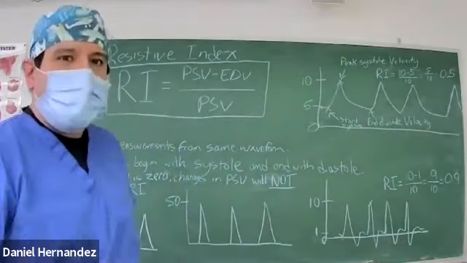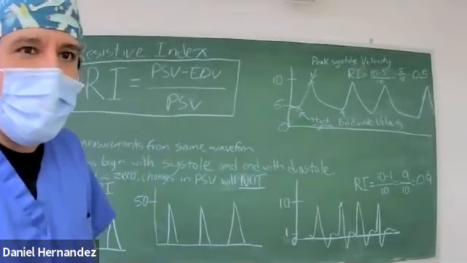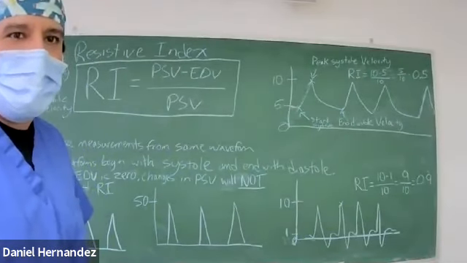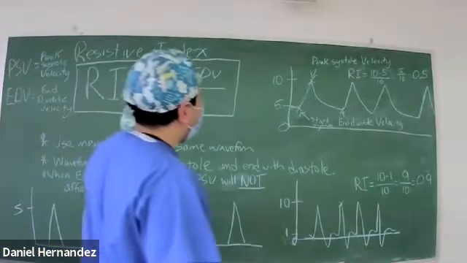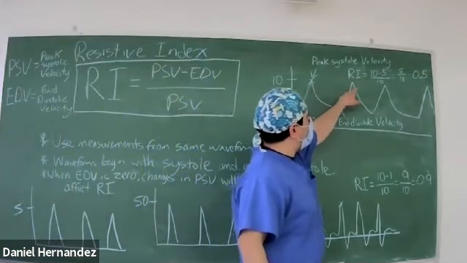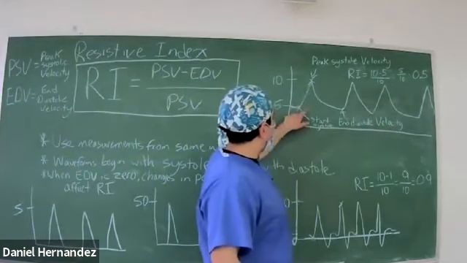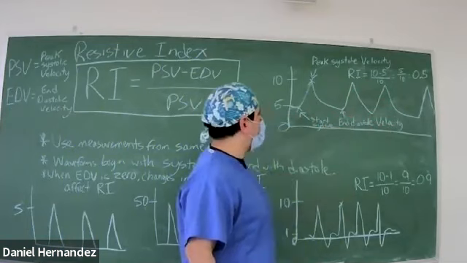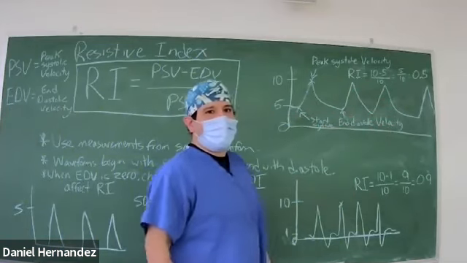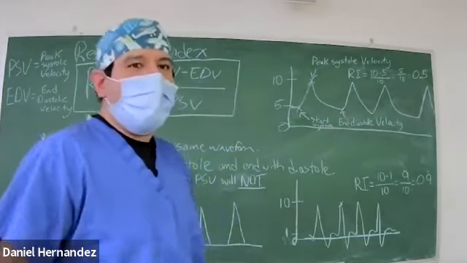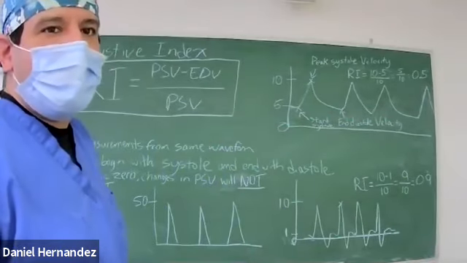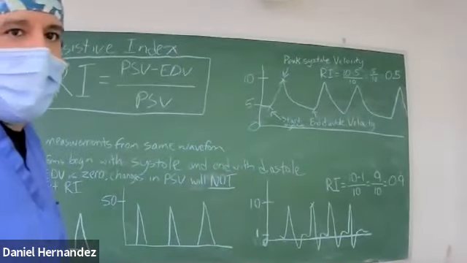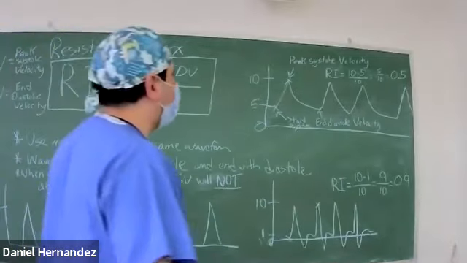If we use some of the numbers that I calculated here, I just made it easy for calculations. Our peak systolic velocity is 10. Our end diastolic velocity for this waveform is going to be 5. If we put it into our formula, 10 minus 5 divided by 10 equals 5 over 10, which is 0.5 or 1/2.